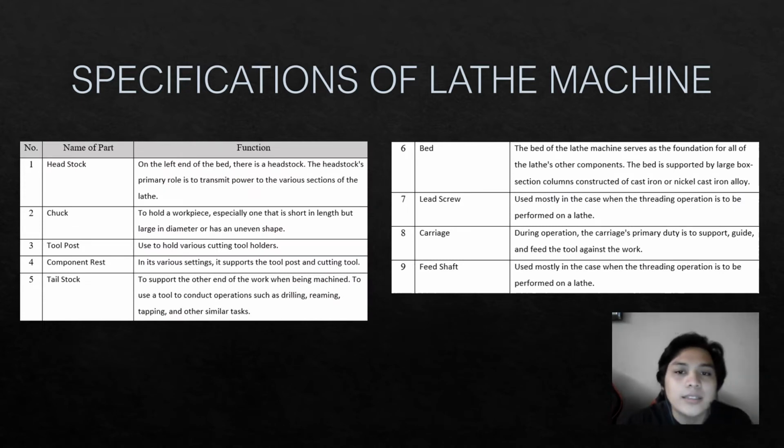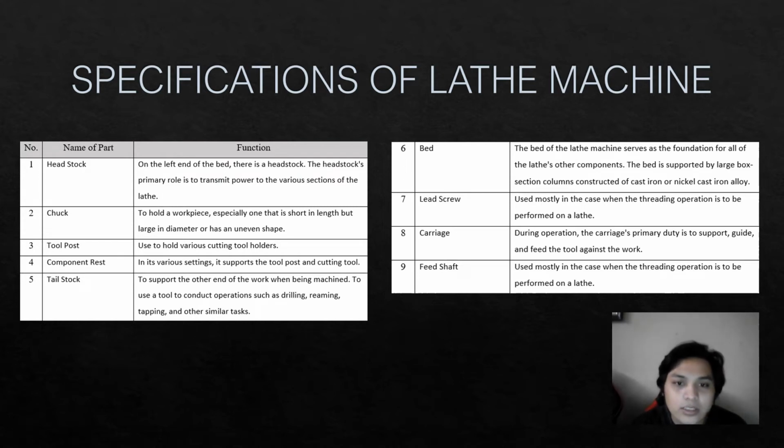So these are the parts' names and their functions of the lathe machine. The first is the headstock. The headstock is on the left end of the bed. Its primary role is to transmit power to the various sections of the lathe.